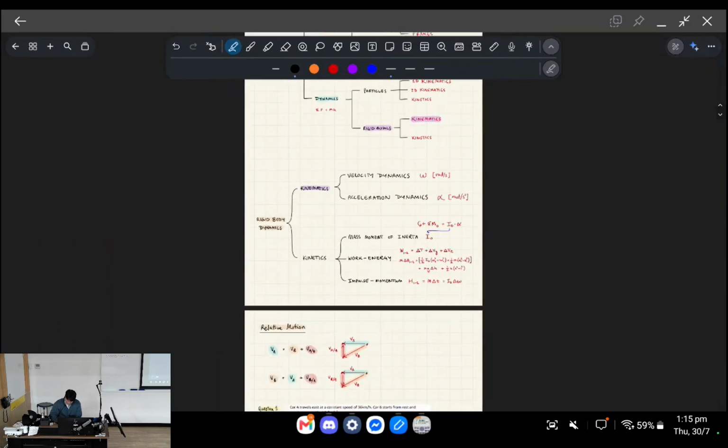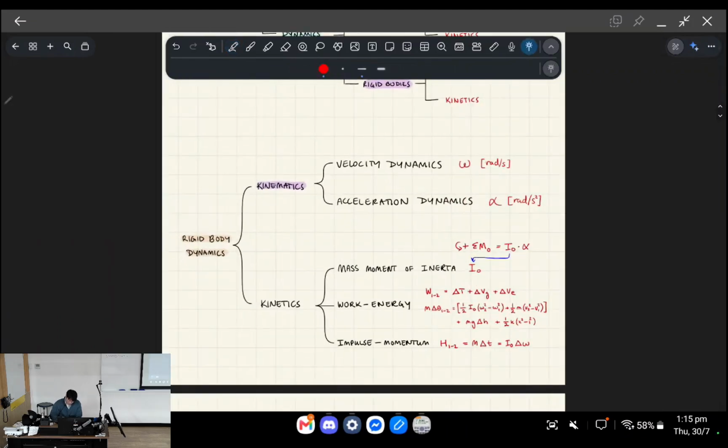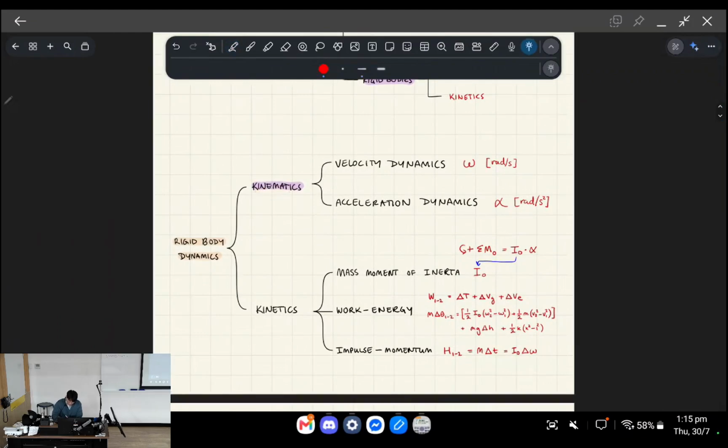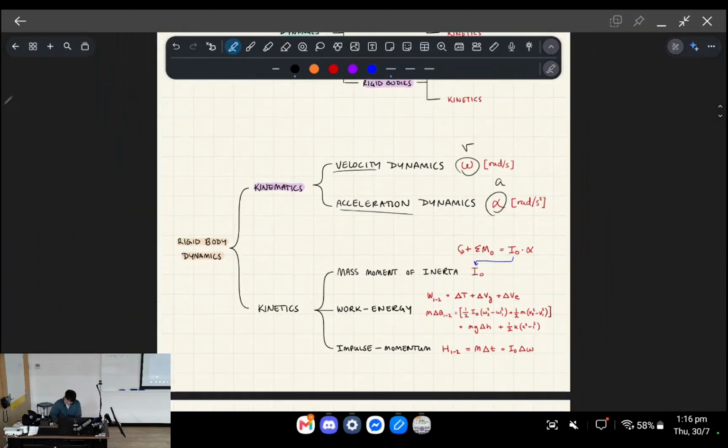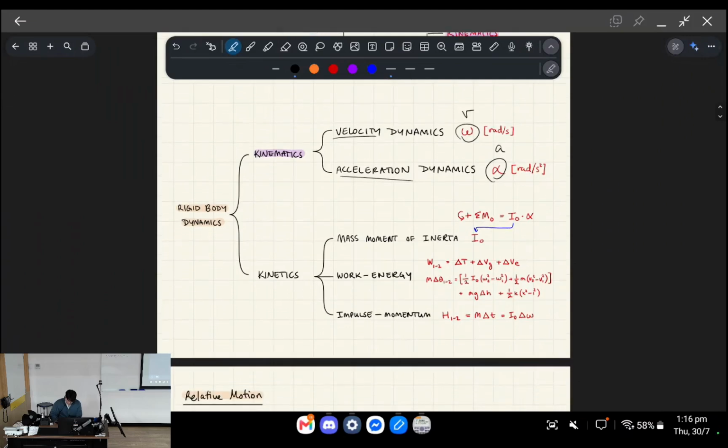So let's just distinguish between those two things, right? So kinematics is essentially thinking about the velocity and the acceleration of rigid bodies. That includes the rotational and the linear, right? So we're also interested in just the linear velocity and acceleration. So we'll talk about that today.